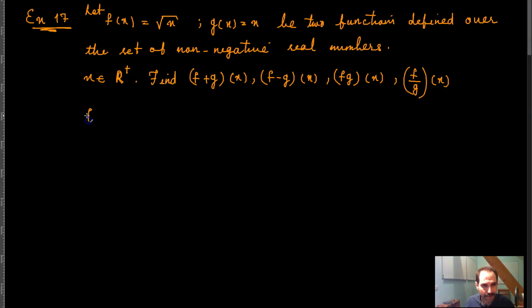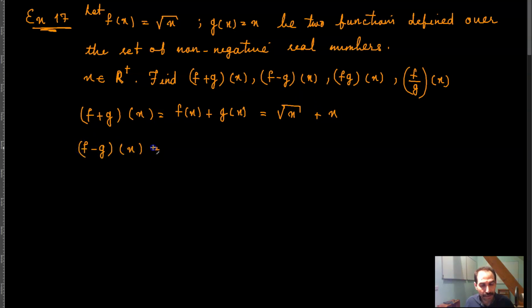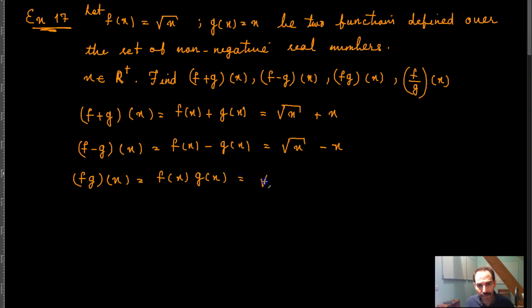Now we have f plus g of x is equal to f of x plus g of x, which is equal to the square root of x plus x, and f minus g of x is equal to f of x minus g of x, which is the square root of x minus x, and f times g of x is equal to f of x times g of x, which is the square root of x times x, which is x raised to the power 1 by 2 times x raised to the power 1, which is x raised to the power 1 by 2 plus 1, which is x raised to the power 3 by 2.